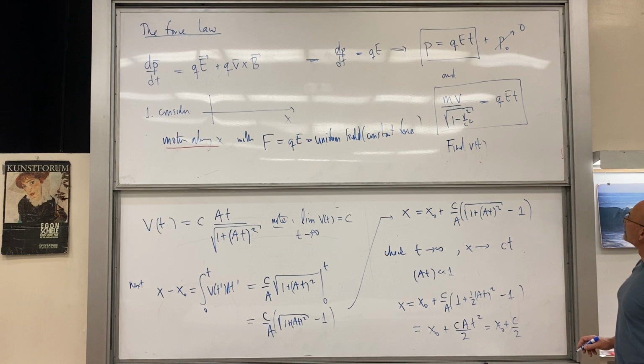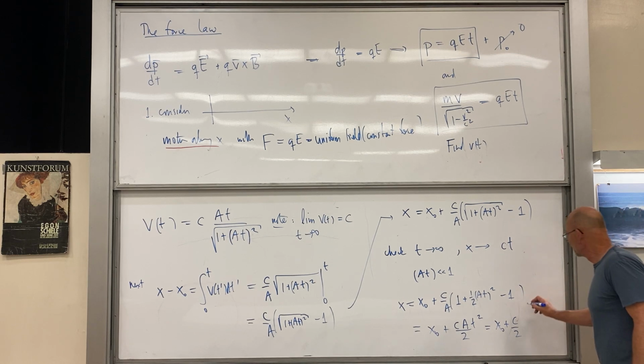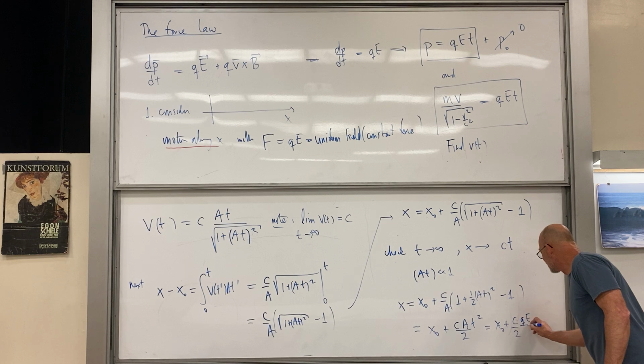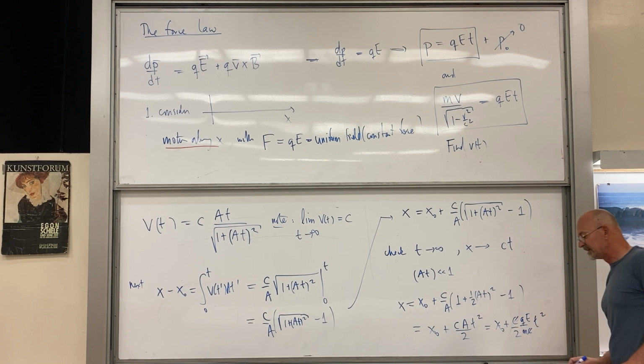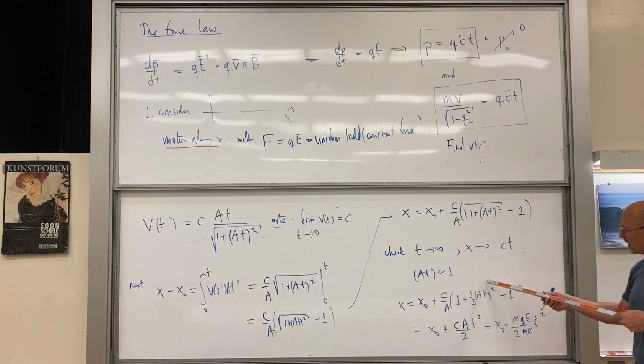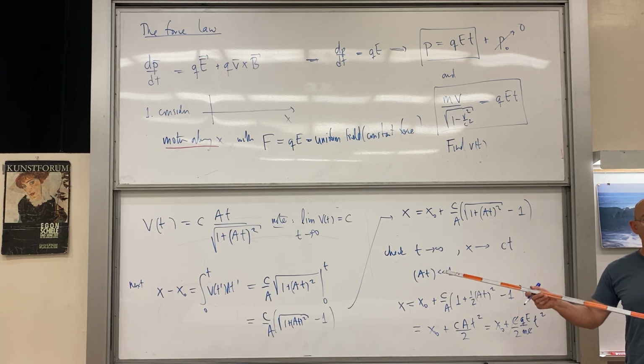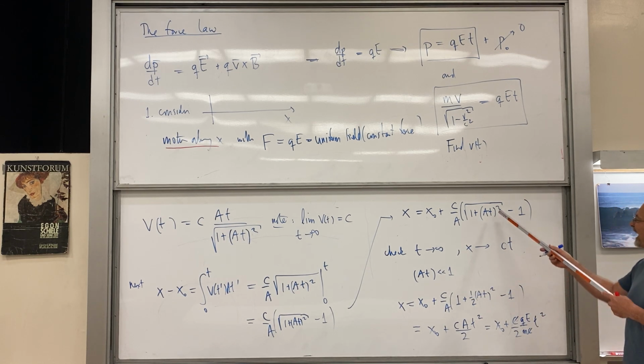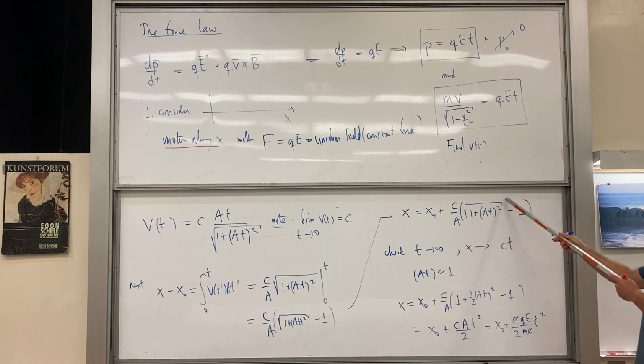And that a was equal to qE over mc. c cancels, t squared. So that's force over mass. So 1/2 force over mass t squared, 1/2 acceleration t squared. So at short times, it's just doing the standard distance-squared-time-squared law, but at long times it asymptotically approaches the speed of light. Okay, so that result is good.